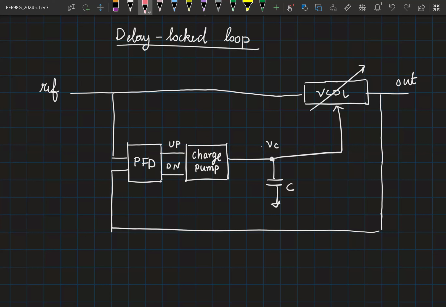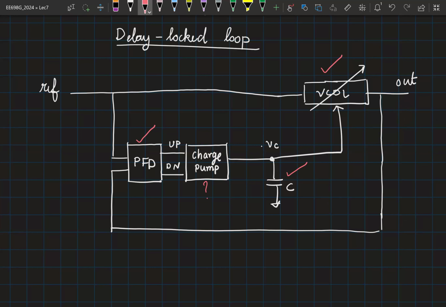Right. So if you are using a PFD, a phase frequency detector, it has both up and down at the output. Right. So now you know what a VCDL is. You have seen two types of implementation where you tuned the current, where you tuned the capacitance. You now know what a PFD is. I hope everybody knows what a capacitor is. So then the only thing remaining is a charge pump, right?